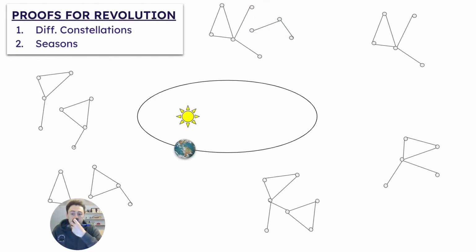The seasons means that you have winter, you have summer. It's because the Earth orbits around the sun. It doesn't stay in one place. So sometimes the sun's rays will hit directly at different points on Earth based on where it is in its orbit around the sun, which we'll see soon. That is going to be a proof for the revolution.